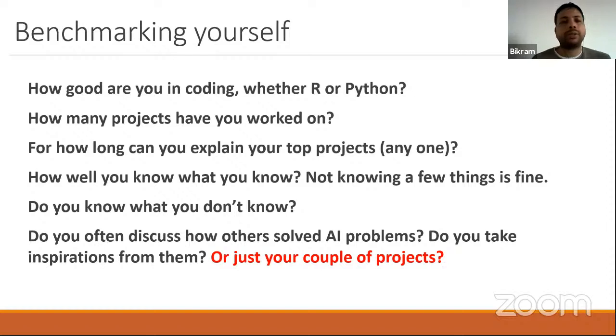When I ask the students, can you explain your project? They explain their projects in 2 minutes, 3 minutes, 5 minutes. A project that you would typically do for months, at least 15, 20 days, 1 month, 2 months, 3 months, you can't even explain that for an hour. It's very difficult. So if you are not able to explain your top, best project for more than 30 minutes, then your chances are very less to be able to crack an interview.